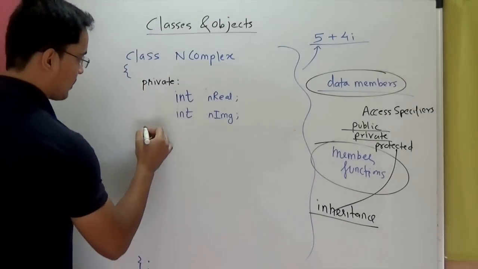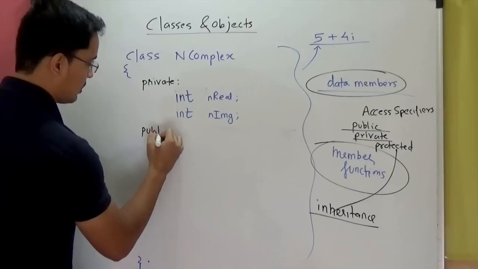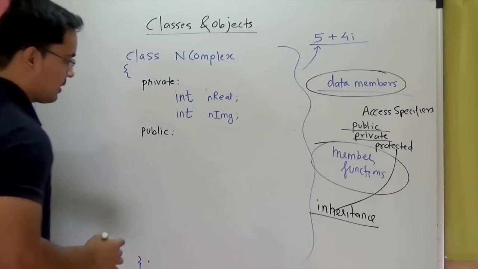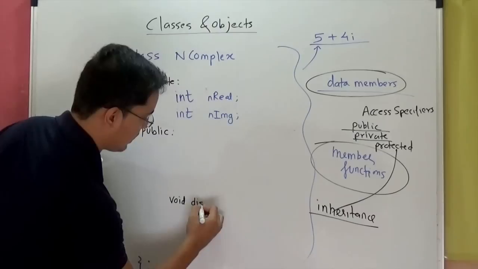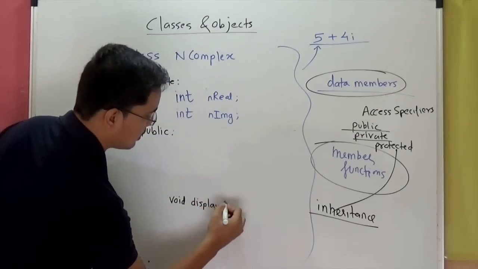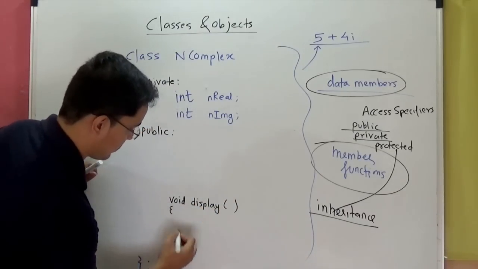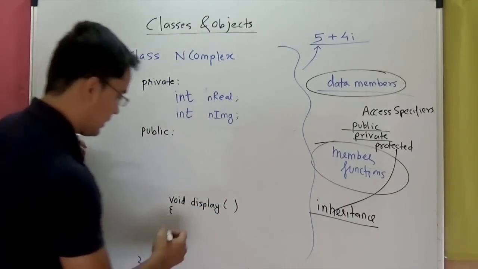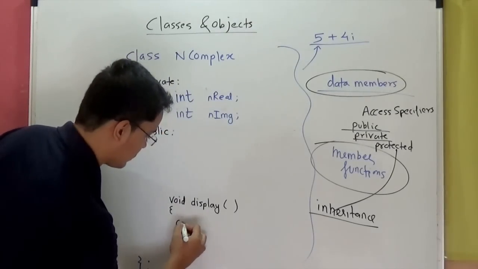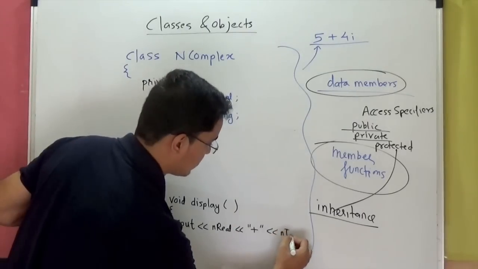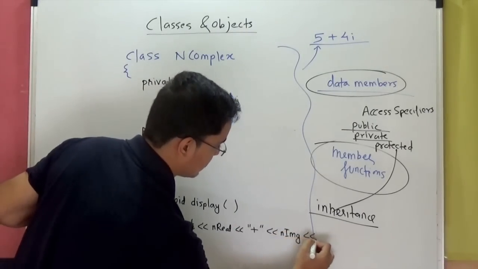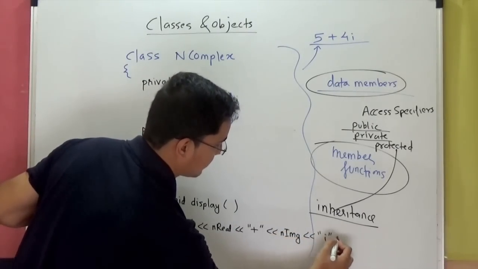So I'll say public. Now I'll use the public access specifier, void as the return type, and display as the name of my function. It doesn't require any input parameters. Now I'll just say cout nReal plus nImaginary, and then I'll say i, right?